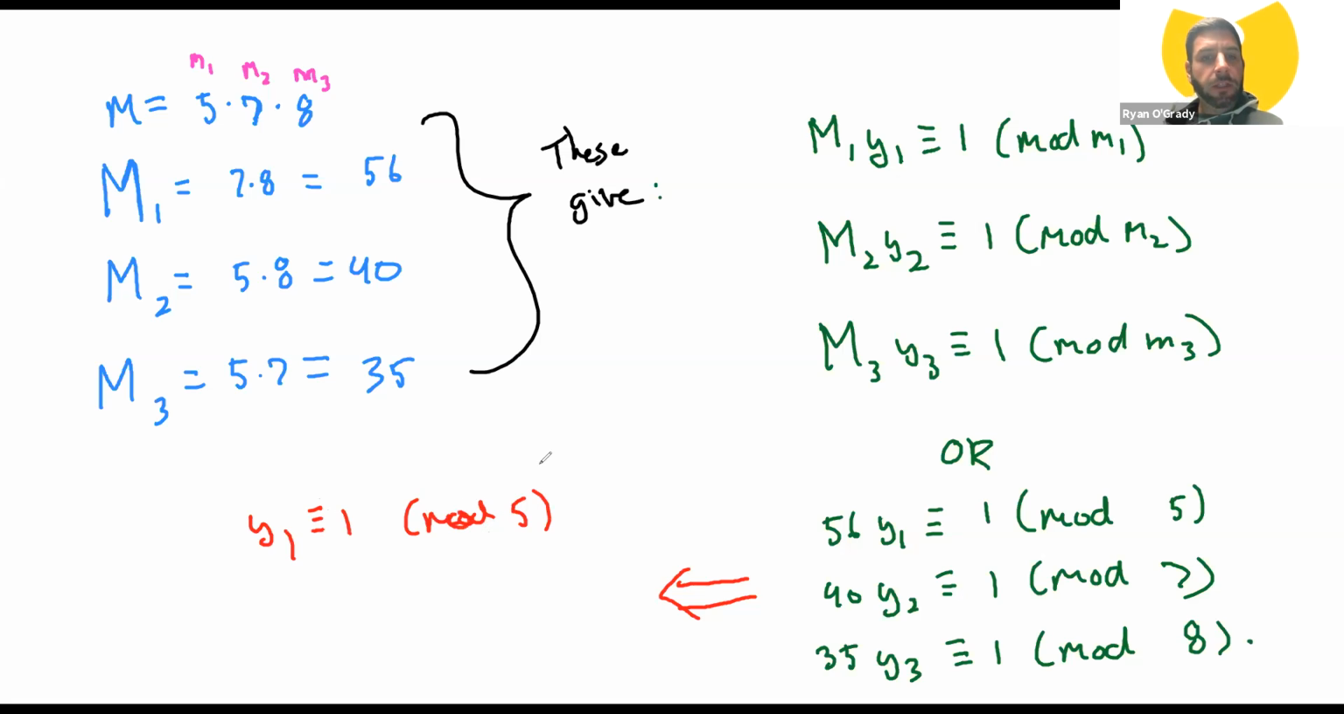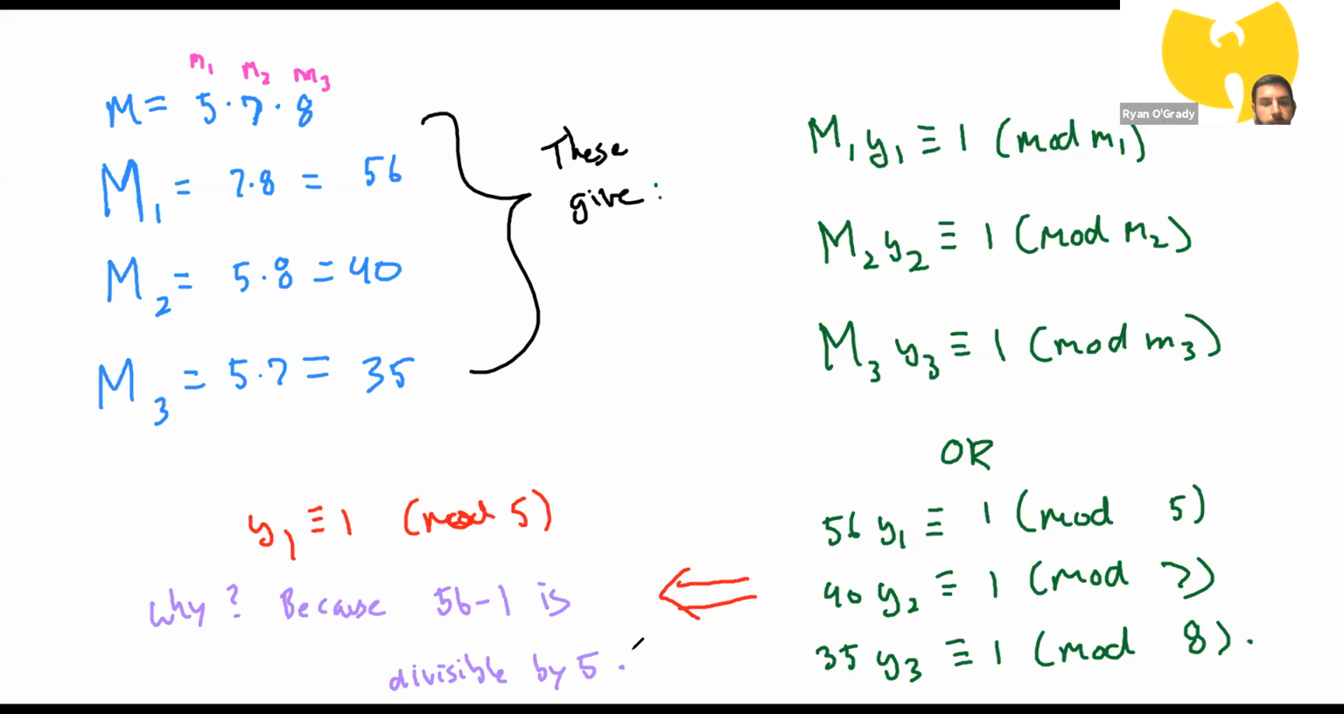And again, if you can't see y, let me explain, and I'm going to erase. Why? Because 56 minus 1 is divisible by 5. Now, does anybody have a comment about that?